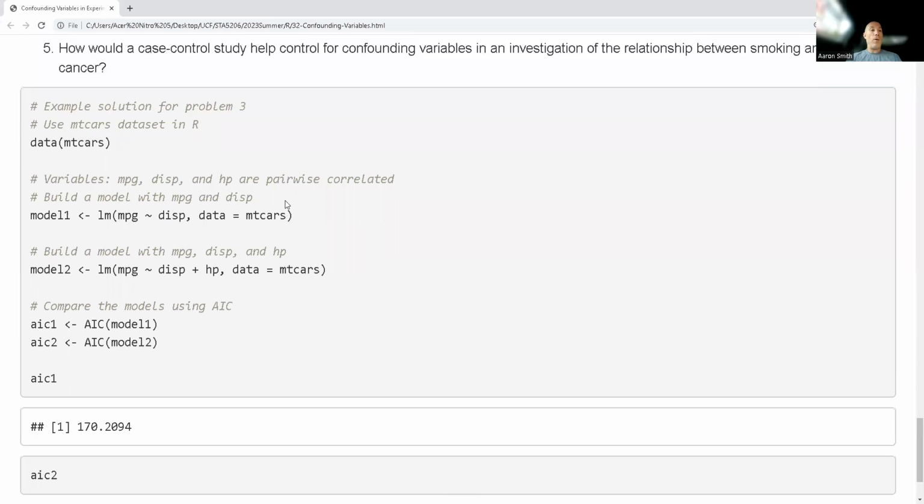And so here's some code using mtcars, just to give you an example of what I'm talking about, where we have miles per gallon, displacement, and horsepower all correlated with each other.